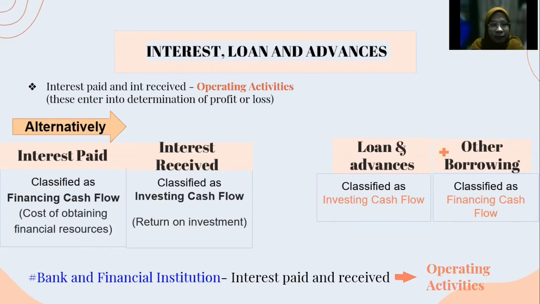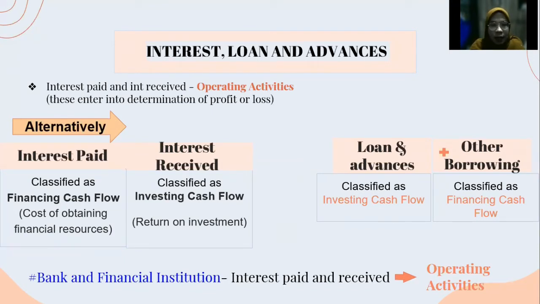Interest received may be classified as an investing cash flow because it's a return on investment, such as debt securities, where the investments arise from investing activities. But for financial institutions, interest paid and interest received are usually classified as operating cash flow.